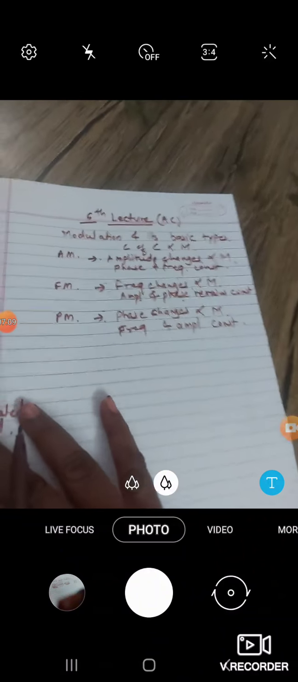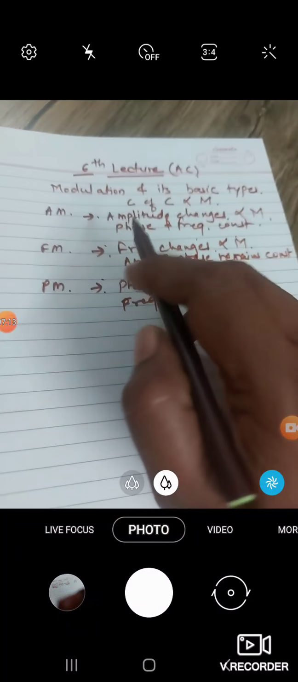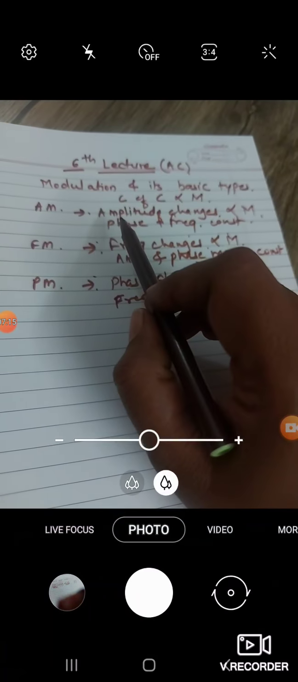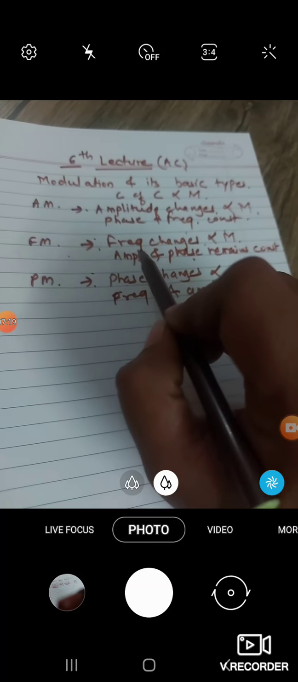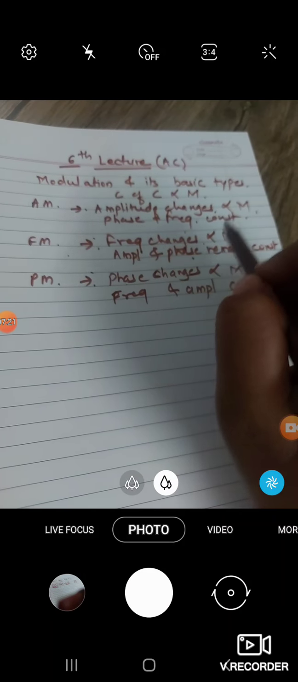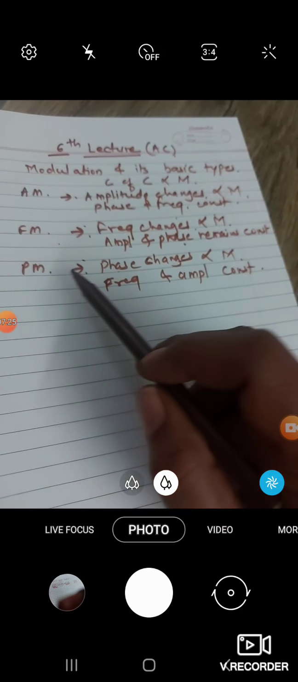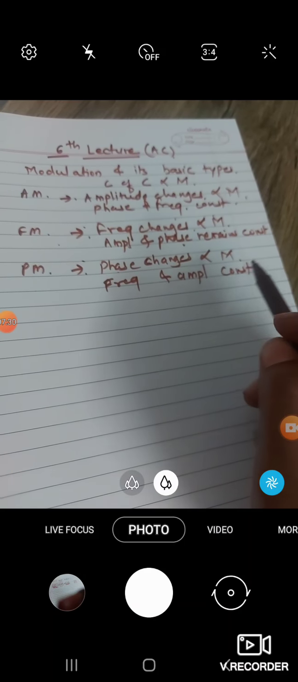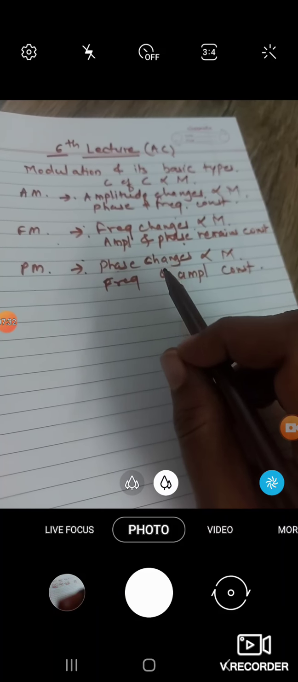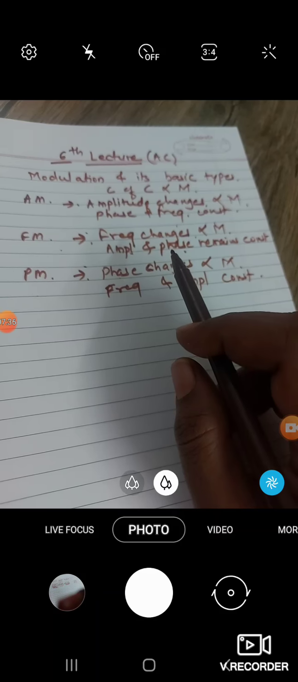There are three parameters, note them: amplitude, frequency and phase. In amplitude modulation, amplitude changes, phase and frequency remain constant. In frequency modulation, only frequency changes, amplitude and phase remain constant. And in phase modulation, only phase changes, frequency and amplitude remain constant. That is the basic concept of AM, FM and PM.